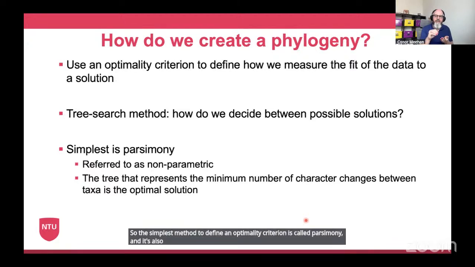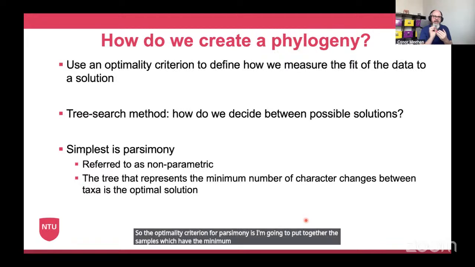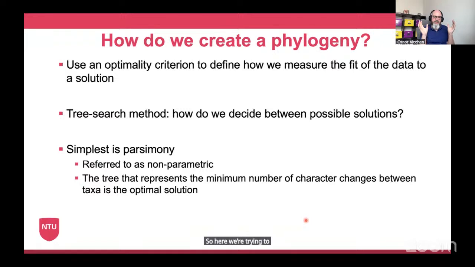So the simplest method to define an optimality criterion is called parsimony, and it's also referred to as a non-parametric approach. We cannot add any extra parameters into parsimony to try to modify any of the fit. So the optimality criterion for parsimony is I'm going to put together the samples which have the minimum number of changes needed to get from one to the other. Here we're trying to group together things that have the most characteristics in common.